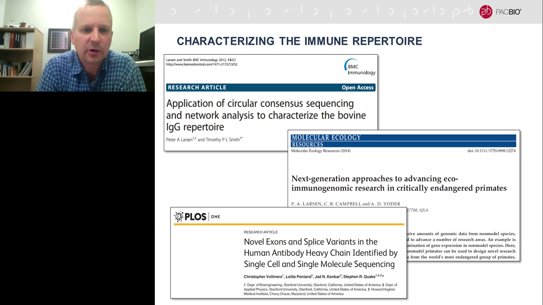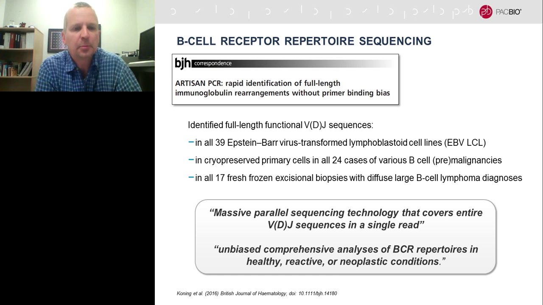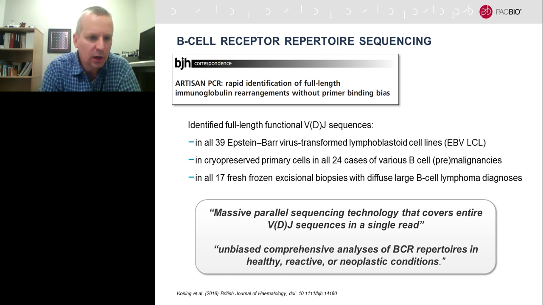Since then, there have been other examples, looking both in humans as well as in other animals, including critically endangered primates, as in the Lemur paper, and then Steve Quake discovering new heavy chain antibody sequences using PacBio sequencing.